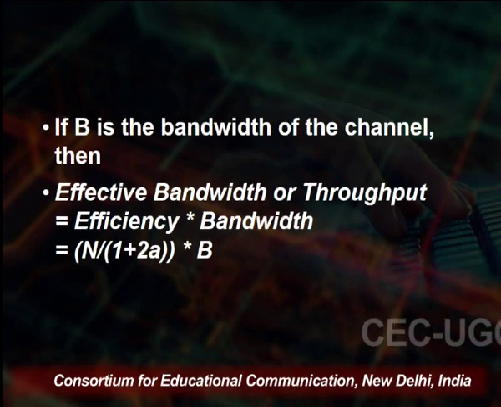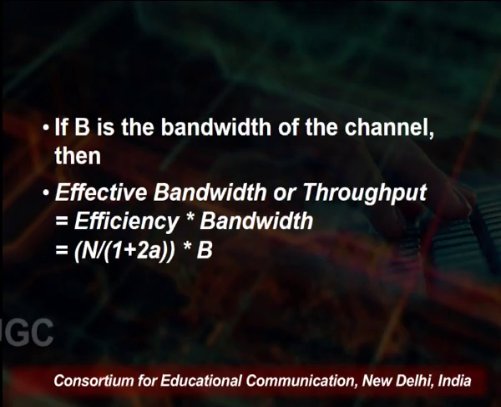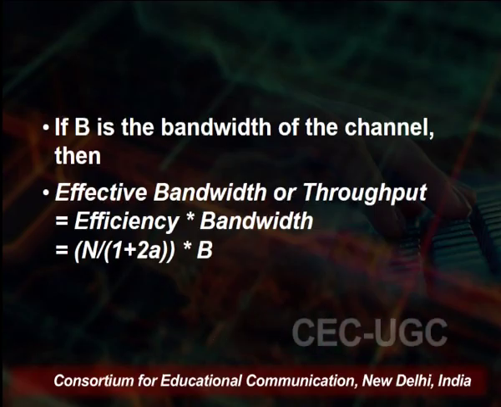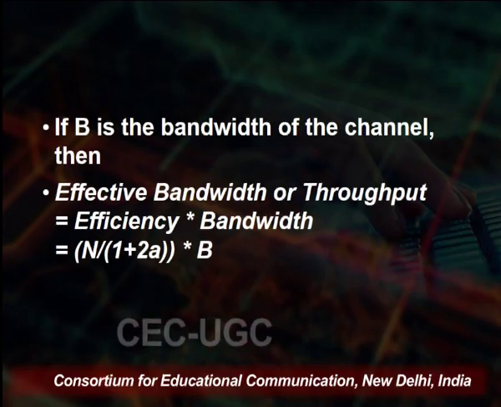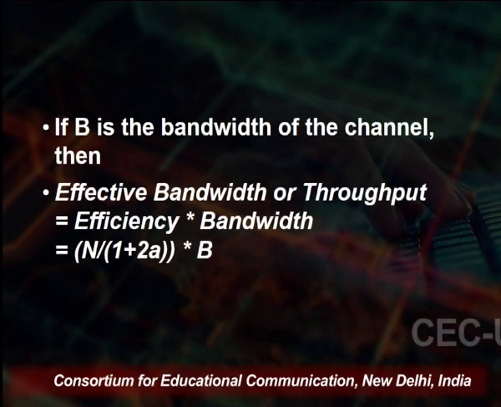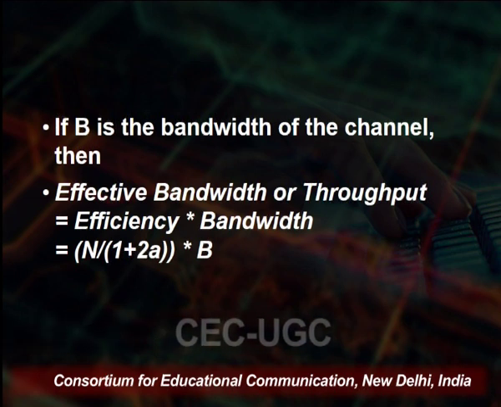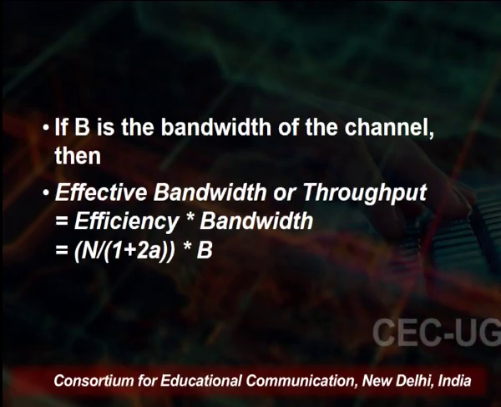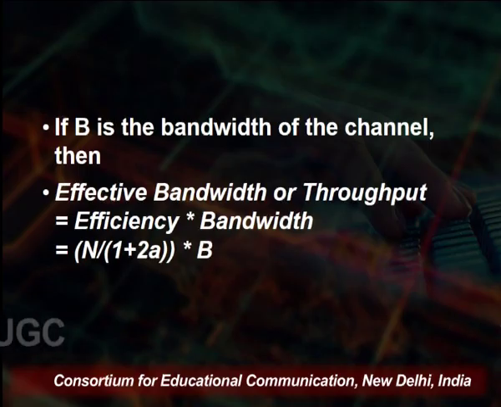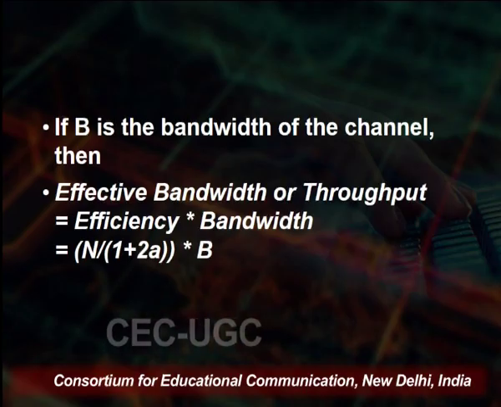Now, effective bandwidth or throughput is efficiency into bandwidth. If we denote efficiency by N divided by 1 plus 2a and bandwidth by B, the formula converts into N divided by 1 plus 2a multiplied by B, which is the bandwidth, and this is going to give us the effective bandwidth. Another term for effective bandwidth is throughput. Now, this was the concept of go back N protocol.